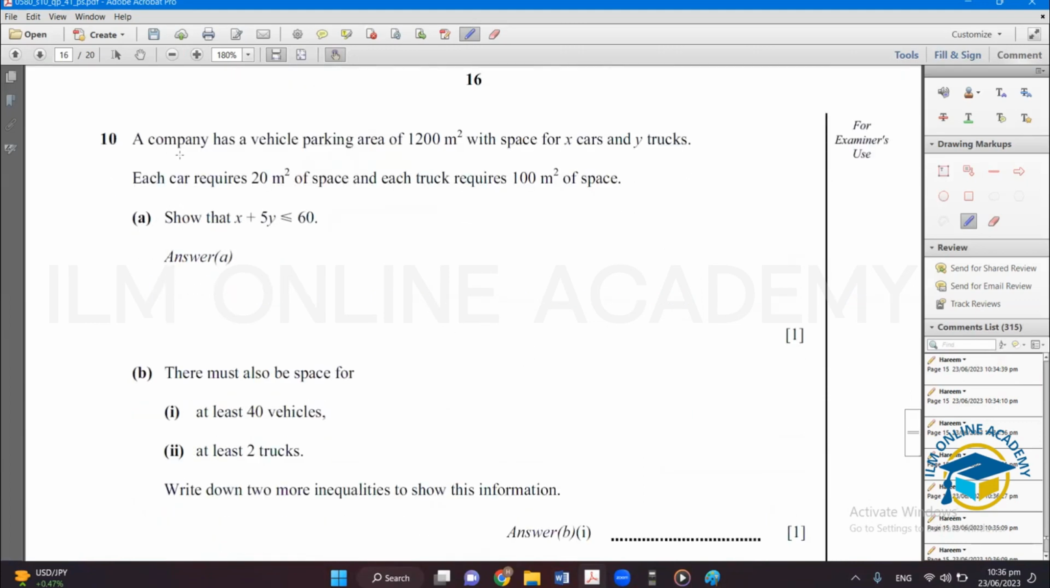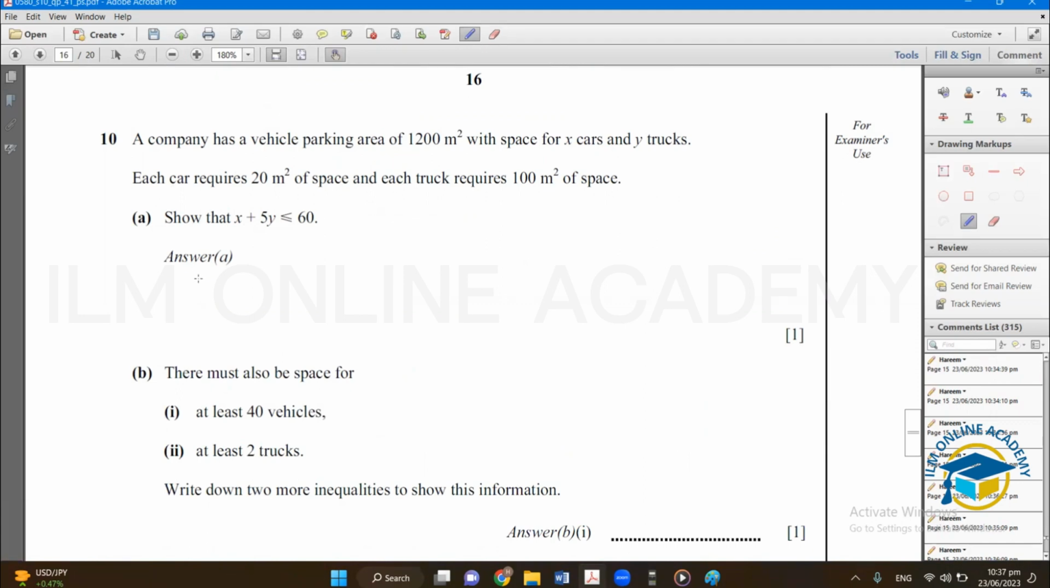Now question number 10. There is a company which has a vehicle parking area of 1200 meters square with a space for x cars and y trucks. Each car requires 20 meters square of space and each truck requires 100 meters square of space. You have to show that x plus 5y is less than or equal to 60.